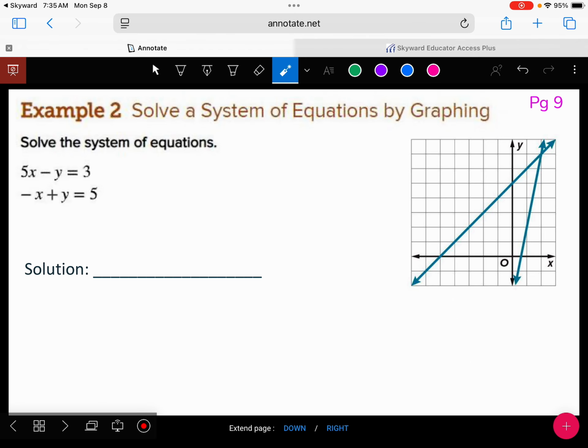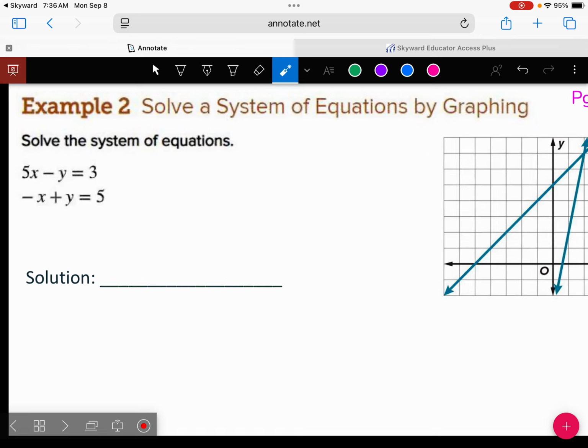Okay. So this first system that they've given us down at the very bottom of page 9, they actually did the graph for us. Yay! This is also part of the reason why we don't typically use the workbooks, because that's how they did all the graphs. Yay!